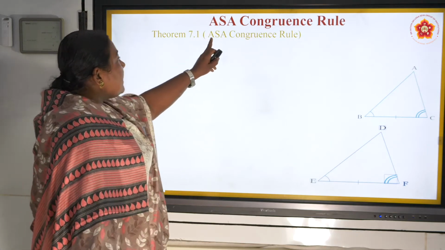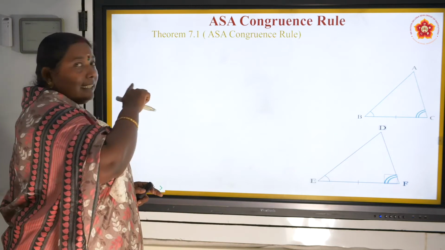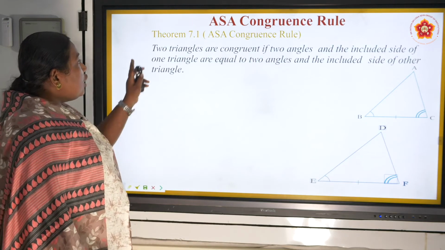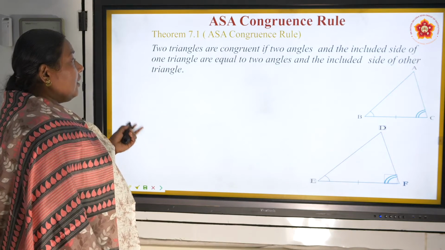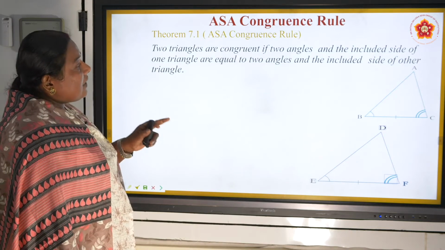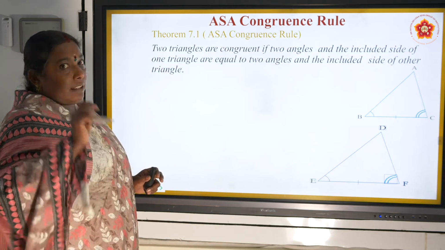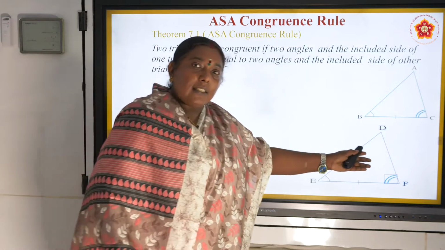Now, ASA congruence rule. What does it mean? ASA, angle, side, angle. Two triangles are congruent if two angles and the included side of the one triangle are equal to two angles and included side of the other triangle. We have to memorize this. Keep that in mind. That means we should not see this. We have to see the diagram.